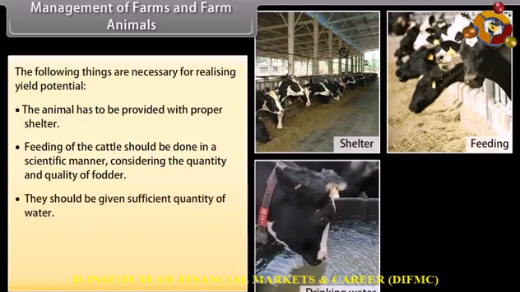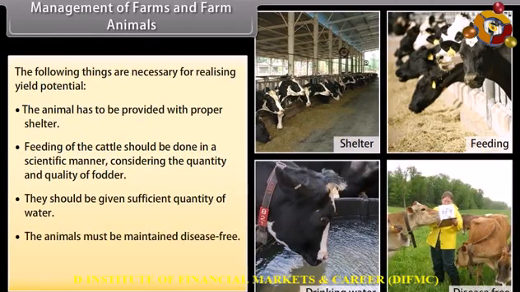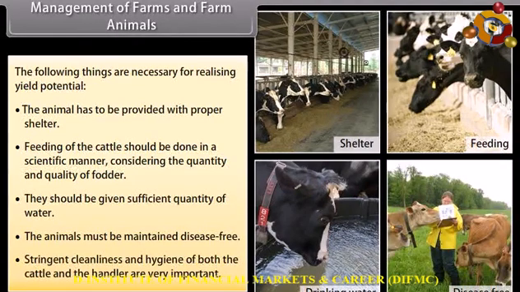They should be given a sufficient quantity of water. The animals must be maintained disease-free. Stringent cleanliness and hygiene of both the cattle and the handler are very important.